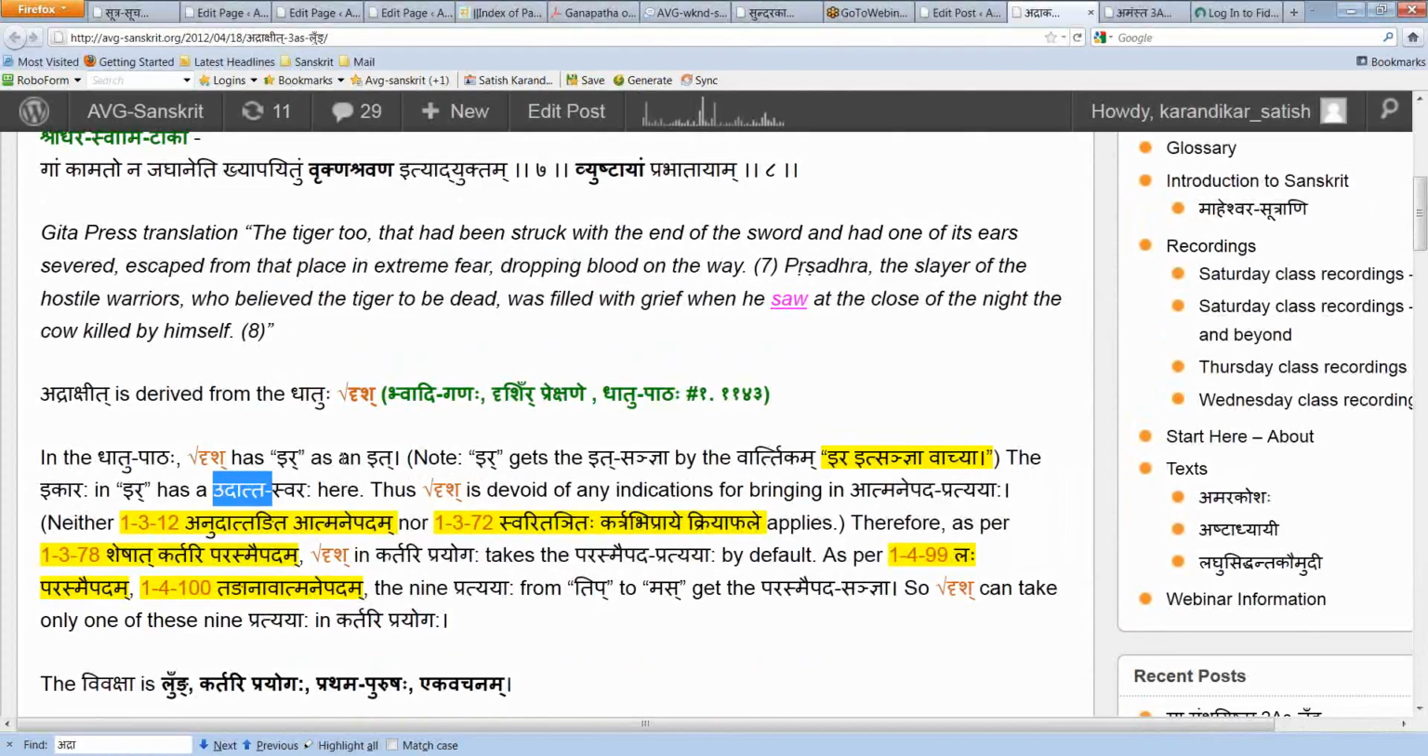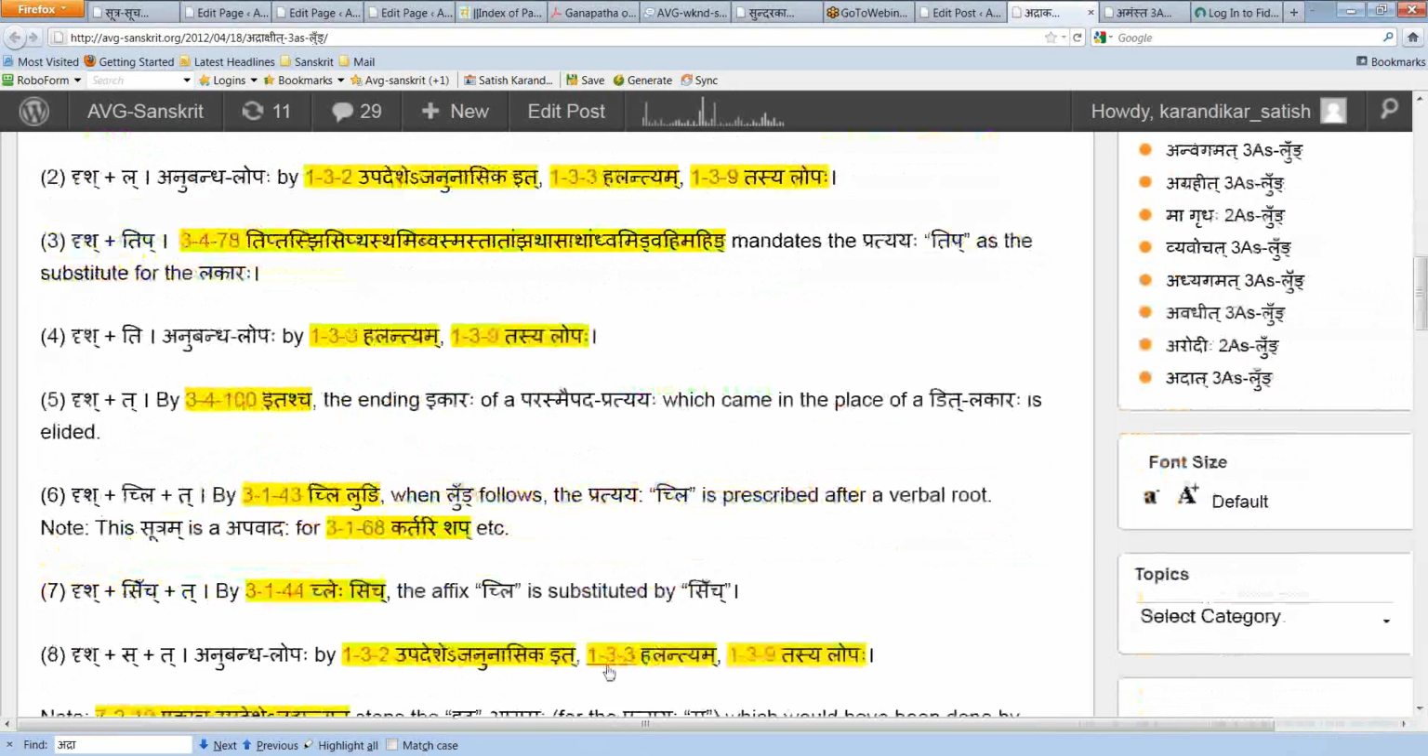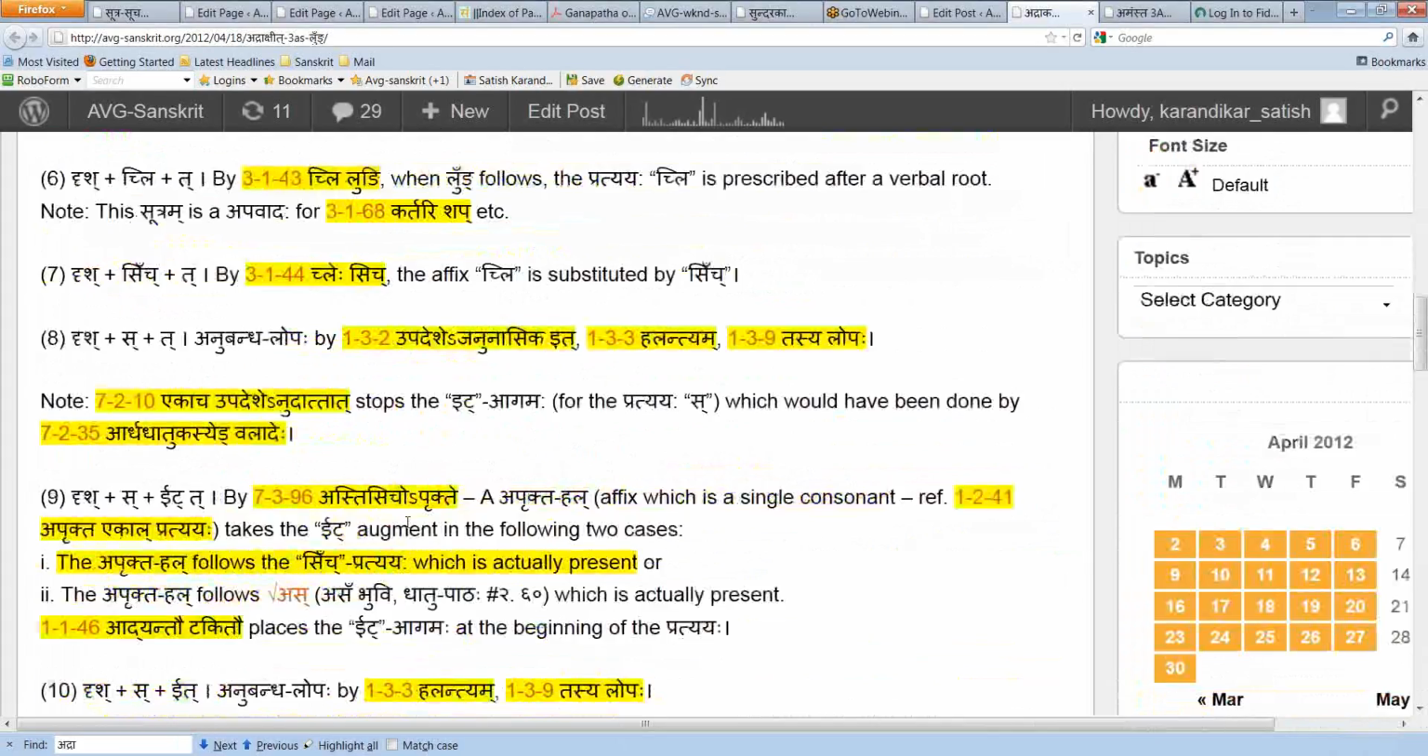So this dhatu rukaraha, dhato rukaraha has anudatta swaraha, while the ikara in the it, ir, has an udatta svara. So it's going to be parasya padam because the ikara of ir has an udatta svara, but because the rikara of the dhatu is anudatta svara, it's going to become an anit dhatu. Okay, so we stop the ida agamaha, and then what happens is that we get the it agamaha.